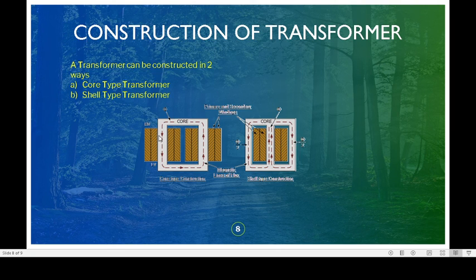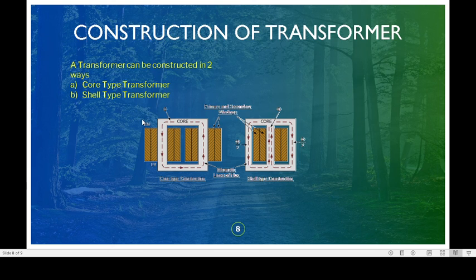Now here LV winding and HV windings are wound around the core. For example, in the core type transformer, along the left side limb and the right side limb, generally the LV windings are wound near the core, and the HV windings are on the LV winding, that is, they are far away from the core. Since LV windings are kept very near to the core, the insulation required would be very less. That is, less insulation is required.